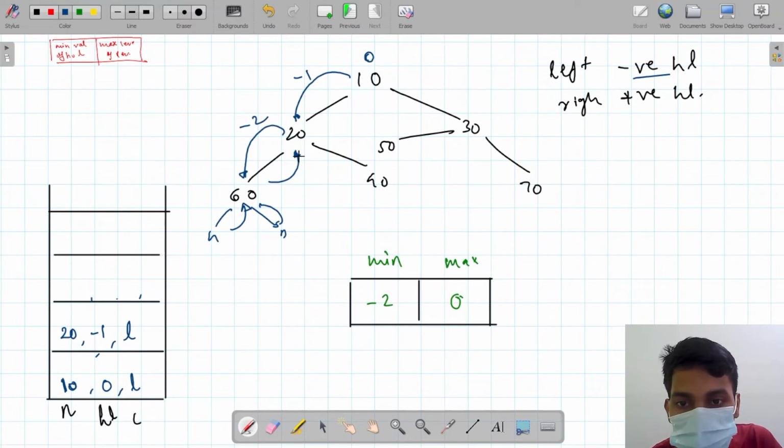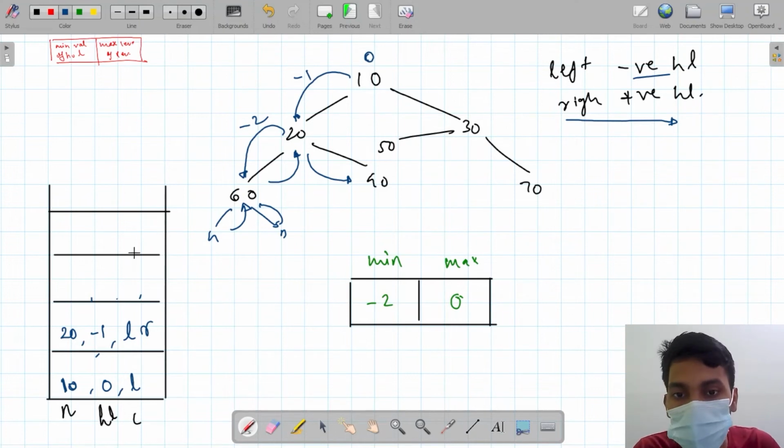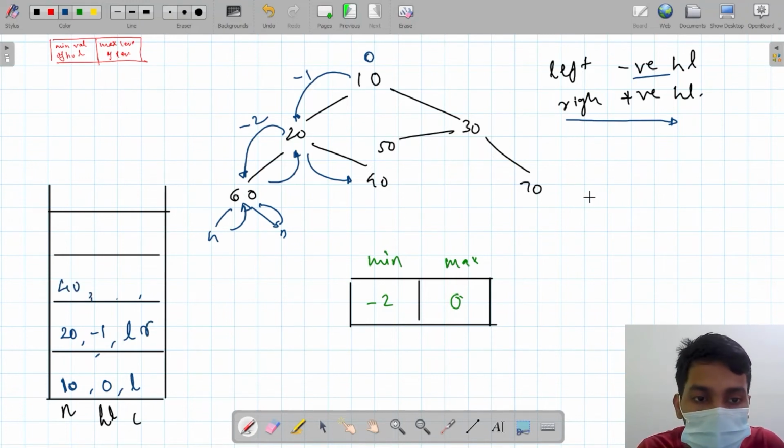Now this 20 made a call to its right child. While going to the right child, we have discussed that while traveling to the right, we have to increase our horizontal level. So when I reach 40 from 20, that is, after making a right call, my horizontal level was -1. So while reaching 40, what did I do?